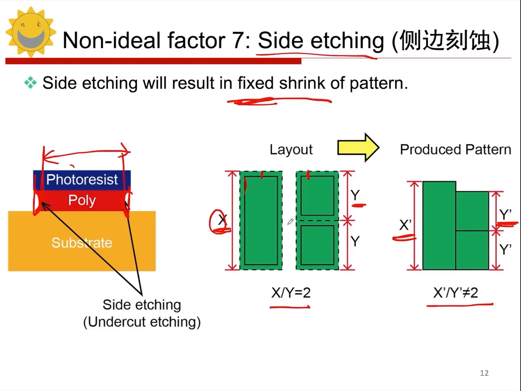So this will definitely lead to the final result, where x prime compared to y prime is no longer equal to 2, right? This is the phenomenon of side etching. This phenomenon will also lead to mismatch, which is what we originally expected. The x key and the y key have a 2-to-1 relationship, but after actual processing, it no longer satisfies the 2-to-1 ratio, right? Deviations occur.